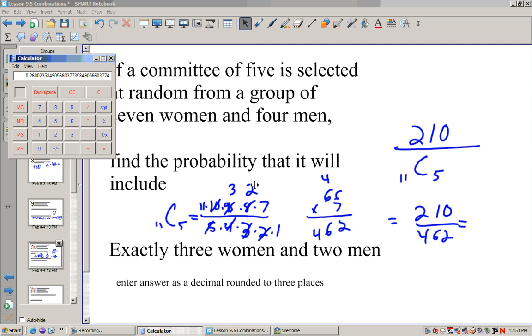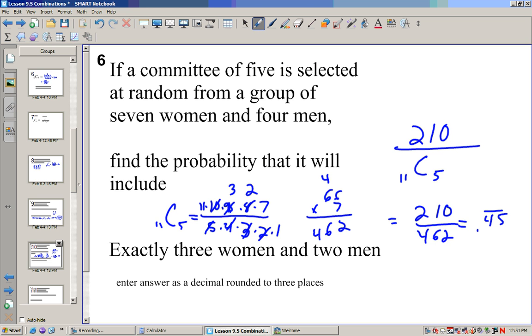Now, I don't know why I'm just not using my calculator. Let's just check to see if that was correct. 210 divided by 462 is 0.45 repeating. So that's the probability that you get a group of 3 women and 2 men.